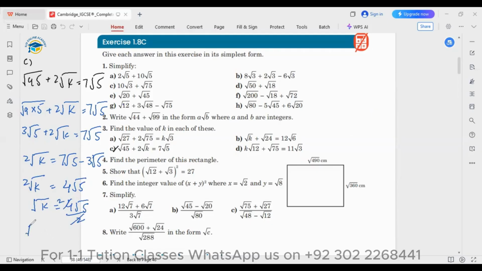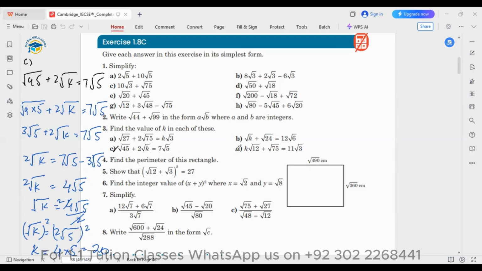2 times 2 is 4. So square root k is basically coming as 2 square root 5. So you can again take the square on both sides like this. Your value for the k will be 2 squared as 4, and 5 will be outside of the square root. So 5 4 times will be 20. So this 20 is basically the value for the k for part number C. So hope this is fine.